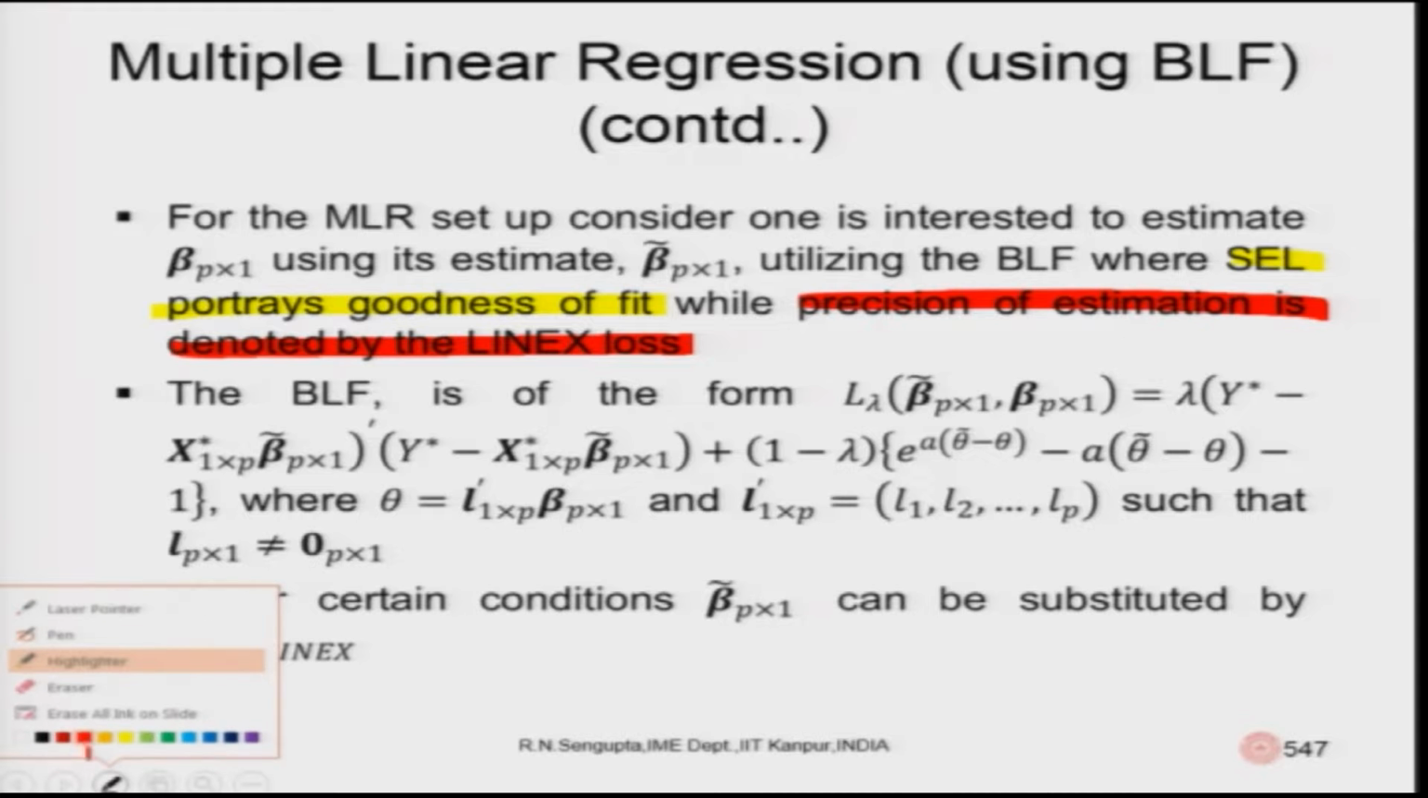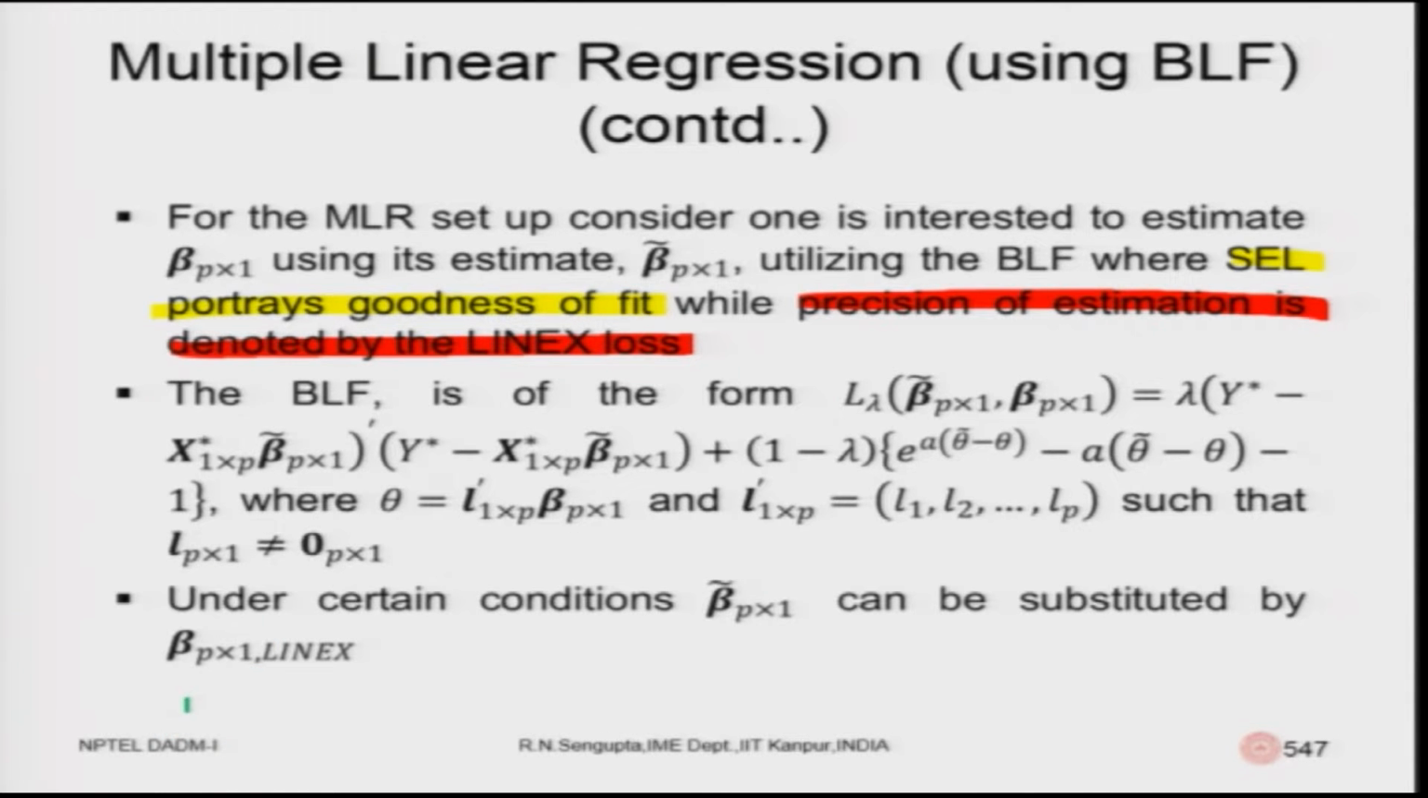But the main difference, which I should have highlighted in the last diagram, but I will highlight it with the green color, is beta tilde being substituted by beta from the Linex loss estimate. So, just watch the colors: squared errors for the goodness of fit, precision of estimation Linex loss, and beta tilde, which will be utilized to calculate, would basically be coming from the Linex loss background.